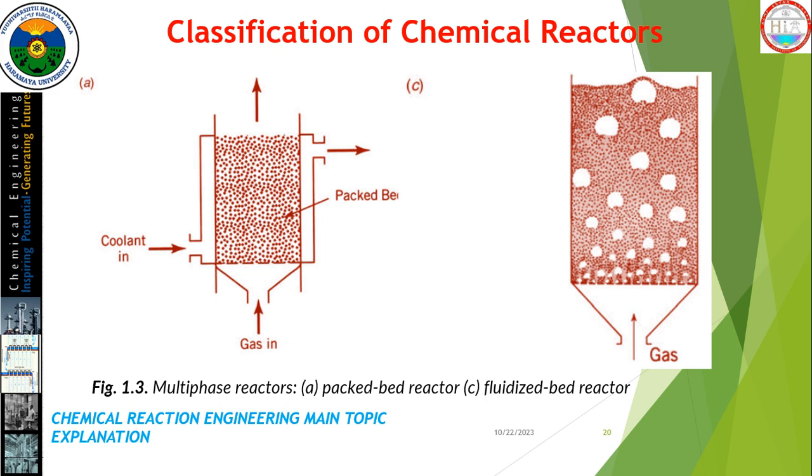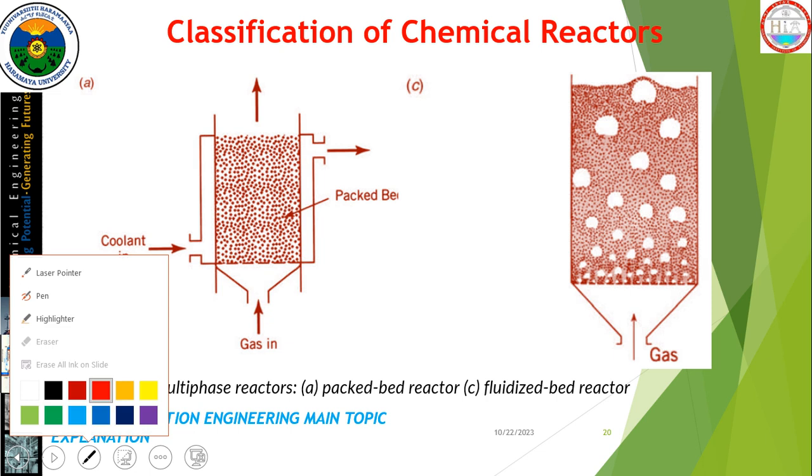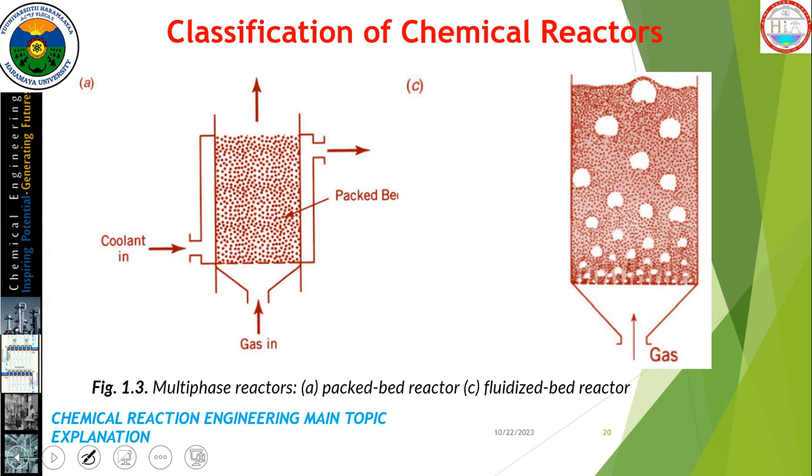A packed bed reactor. Normally there is a coolant. This one is a coolant for the cooling mechanism. There is gas in. This one is the product. So this one is a packed bed. This bed has its own void space, which is used for the passing of the reacting fluid through the packed bed. So the reaction takes place inside the packed bed reactor. So this is considered a packed bed reactor.